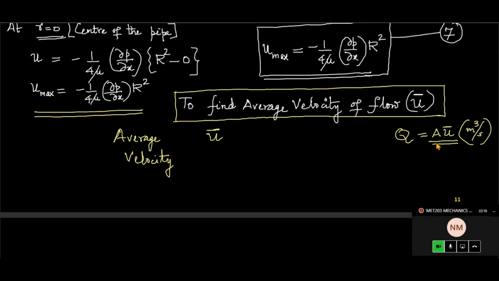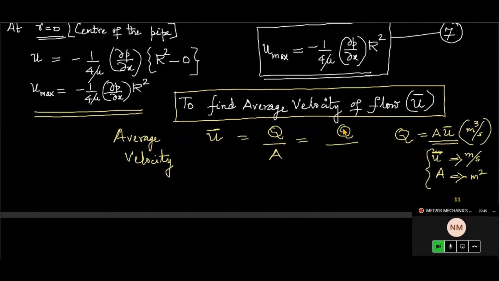So Q is equal to area into velocity. The discharge is in meter cube per second, U bar is the average velocity in meter per second, and the area is in meter square. So U bar is equal to Q divided by area.